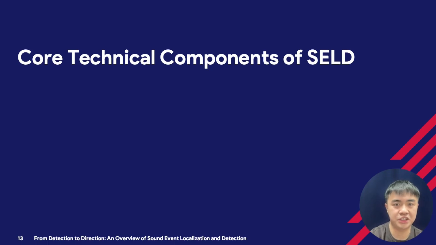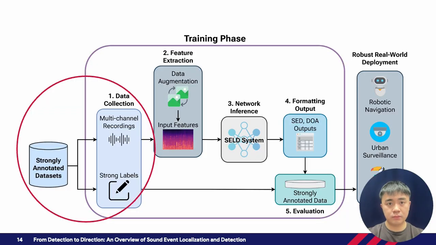So let's move on to our second section, where we'll examine the core technical components of a SELD system. So as this diagram highlights, everything begins with the data. The first crucial component is our data collection, and by extension, our dataset. This involves both the multi-channel audio recordings themselves, and critically, the strong annotations or labels for these audio recordings. This means detailed frame-by-frame annotations of what sound events they are, and the corresponding directions.